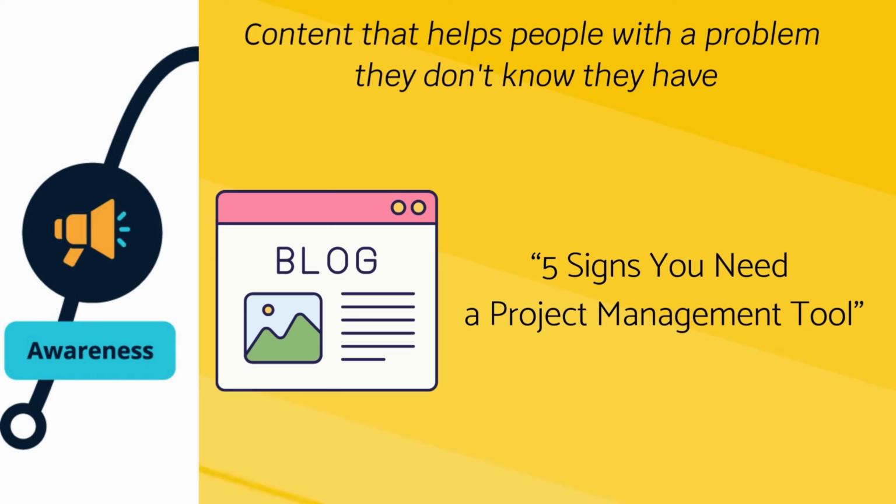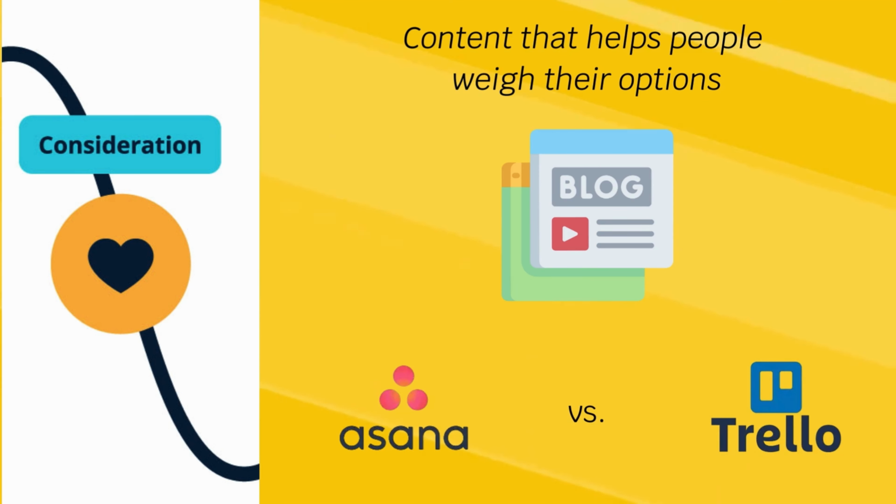For example, let's say you've got a blog post titled 5 Signs You Need a Project Management Tool. That would be an awareness stage piece. A post that compares different tools, like Asana versus Trello, falls into the consideration stage.